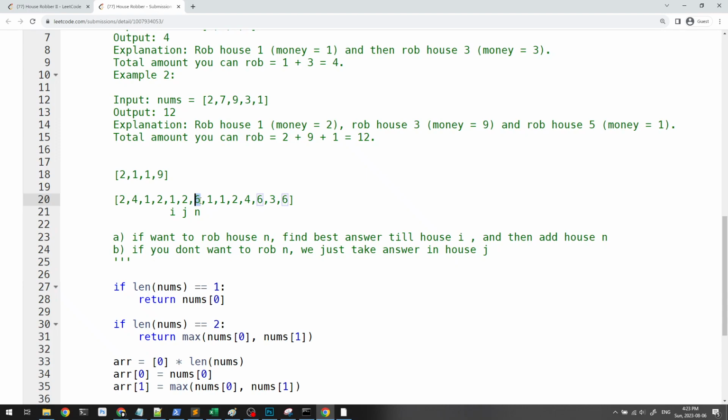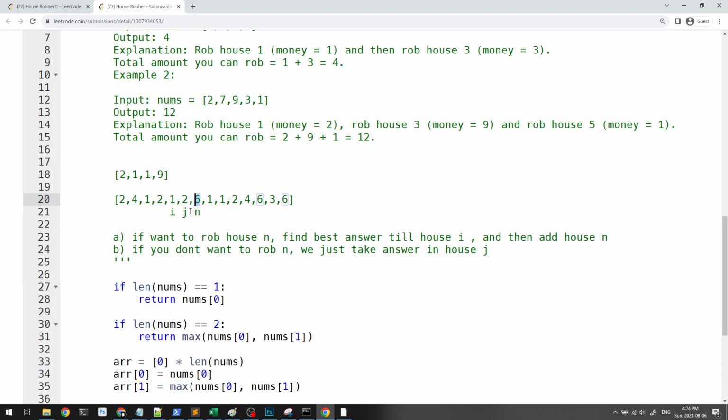Now, if we wanted to rob house number n, we know that we cannot rob house number j, because it is directly adjacent to it. So what we realized was that if we want to rob house number n, then we want to find the best answer up to house i, basically the best answer 2 houses in the past, and then we want to add on the money for house n.